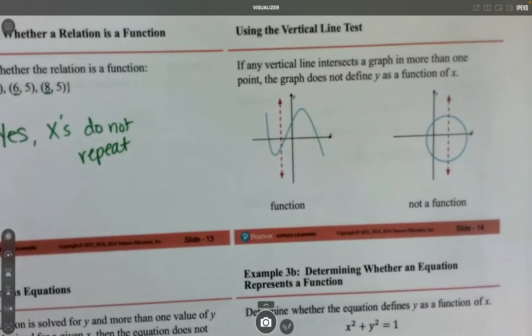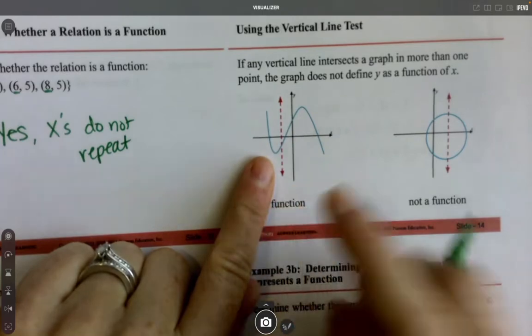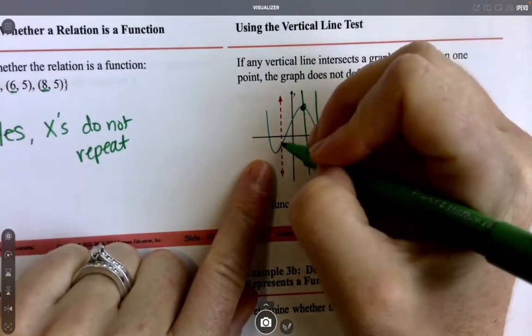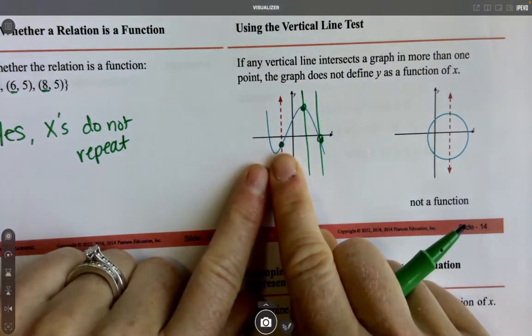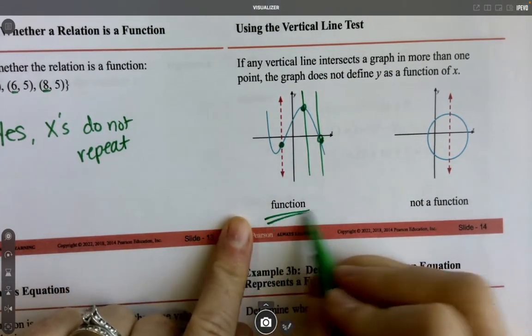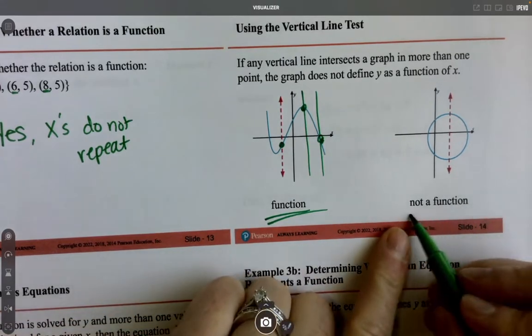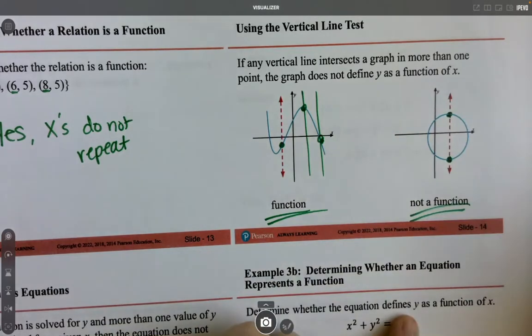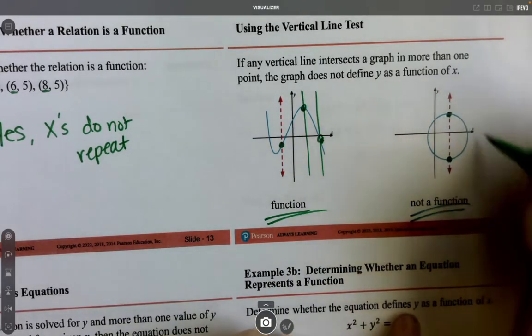Vertical line test. This is a function because if you draw multiple vertical lines, everywhere it touches the relationship, it's only once per vertical line. So this is a function. This one is not a function because look, it crosses twice on that vertical line. The circle is not a function.